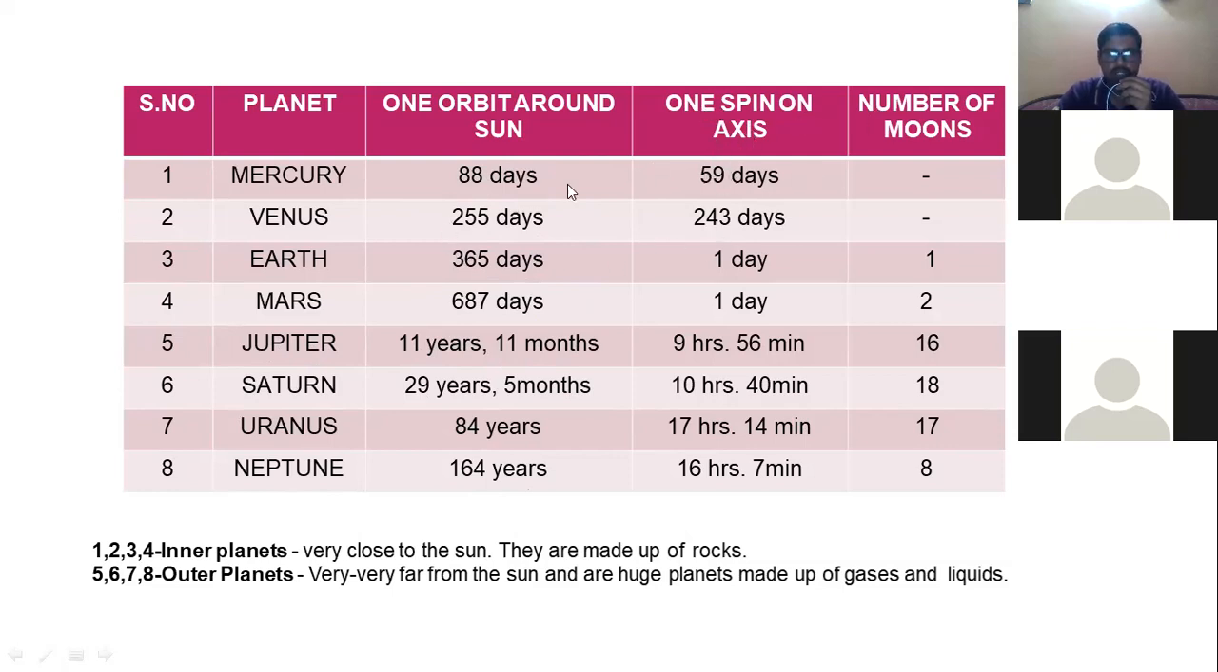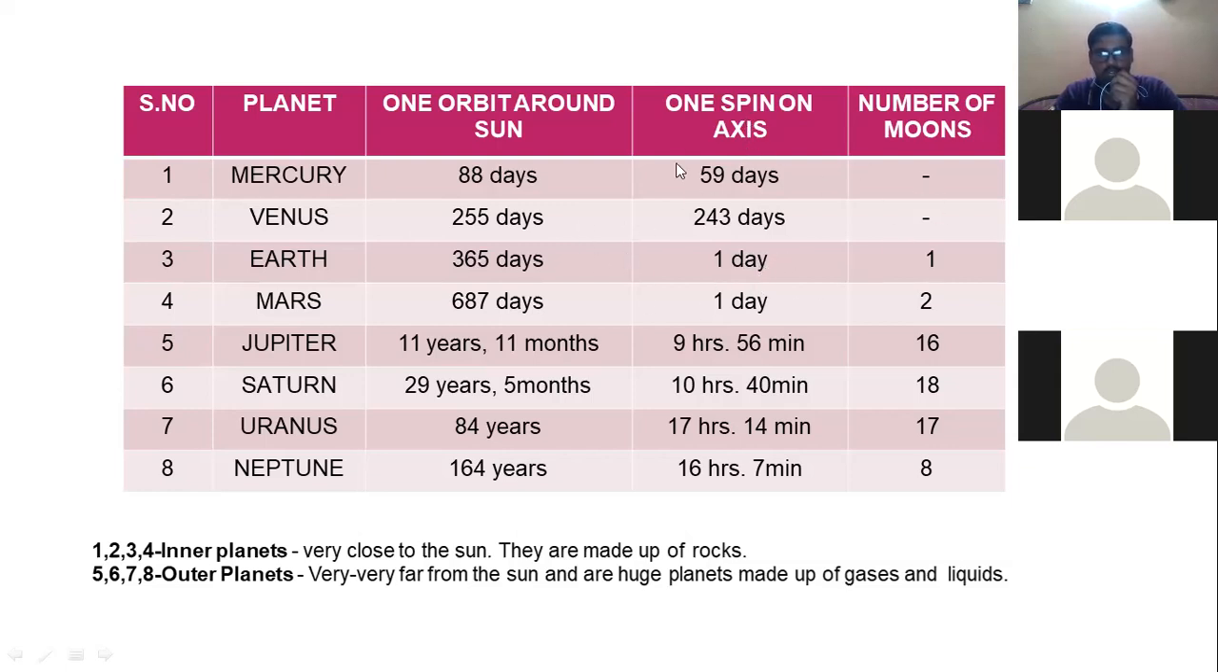One spin axis is 59 days, and vice versa. As you can see, if Earth is orbiting around the sun in 365 days, its one spin axis will be 1 day.